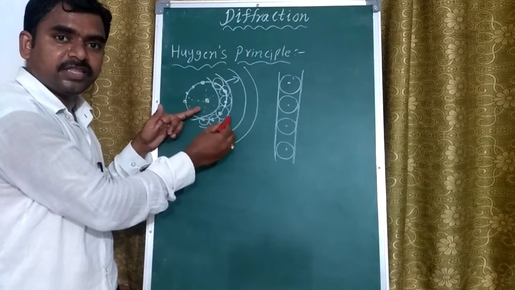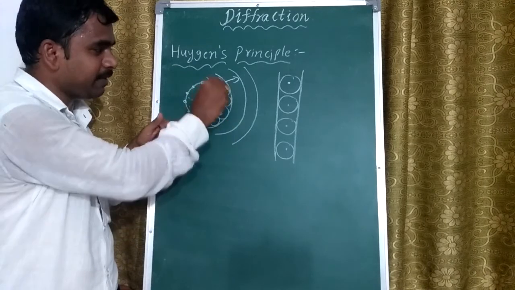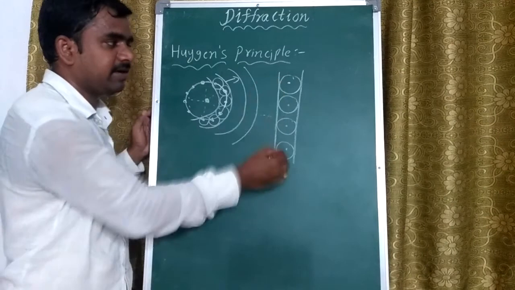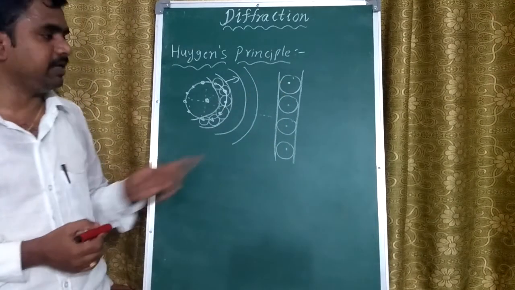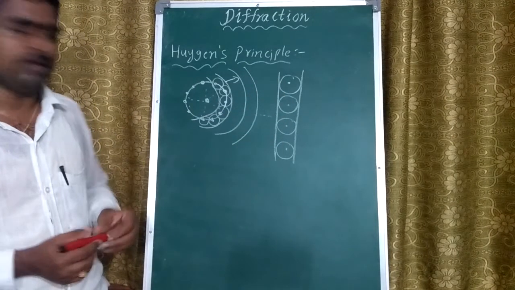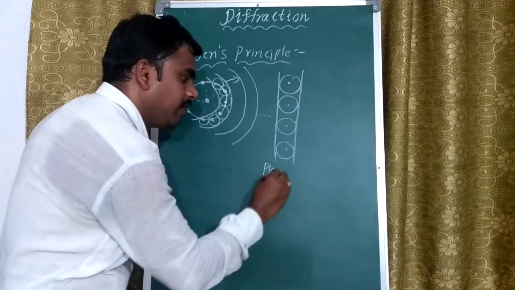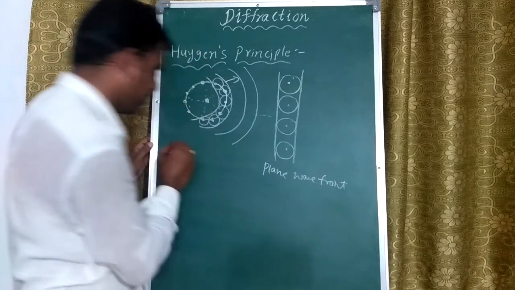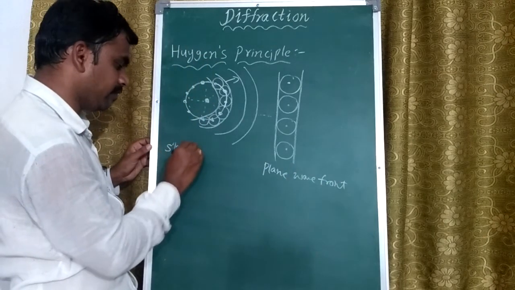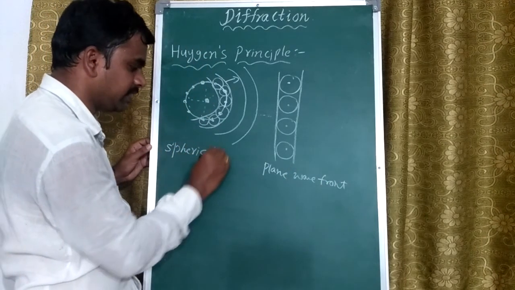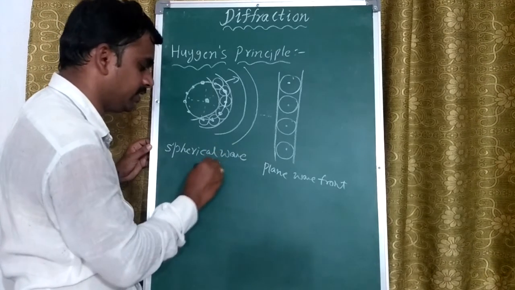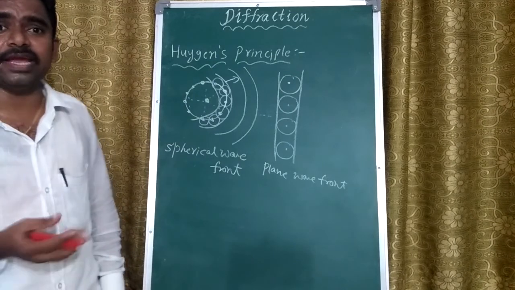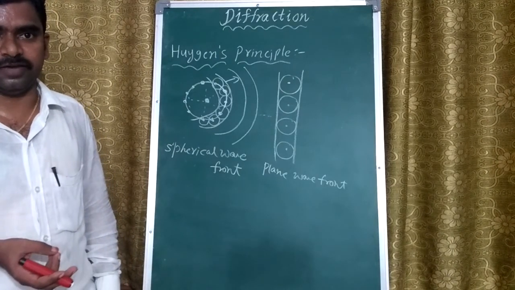Near the source, the wavefront may be either spherical or cylindrical. When it is traveling very long distances, that is converted into a plane wavefront. This is a plane wavefront, and this is a spherical wavefront. This Huygens wave theory successfully explained the interference and also the diffraction.